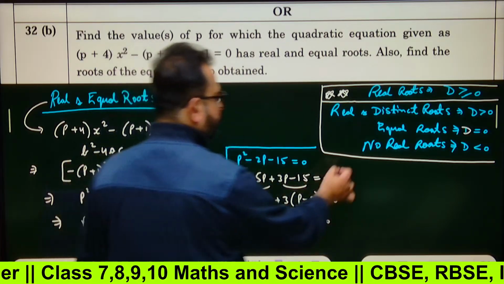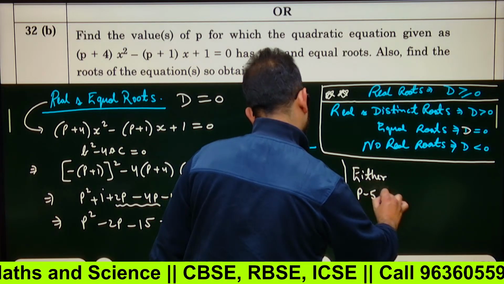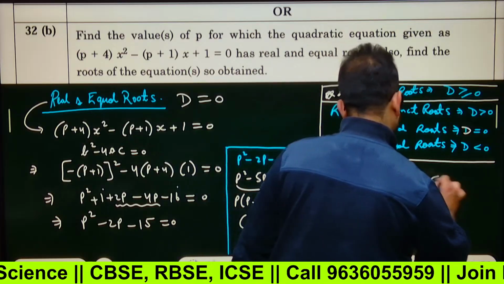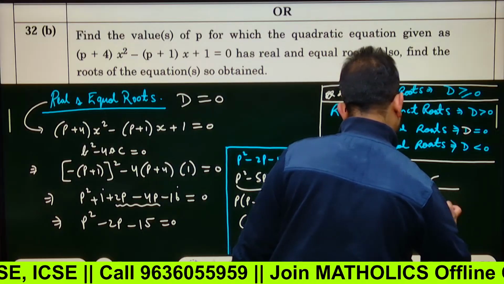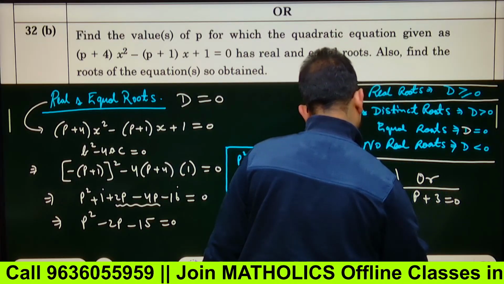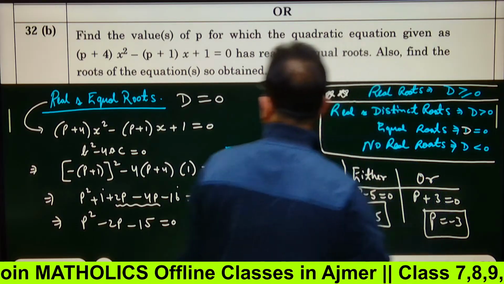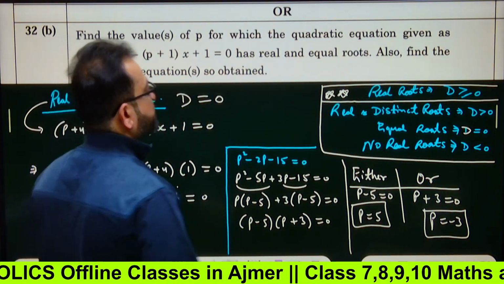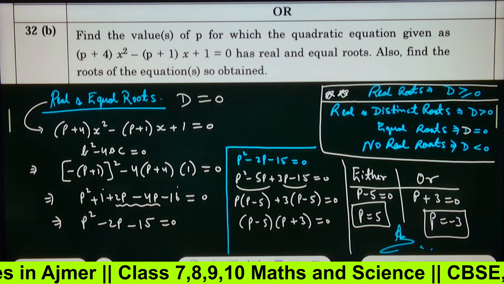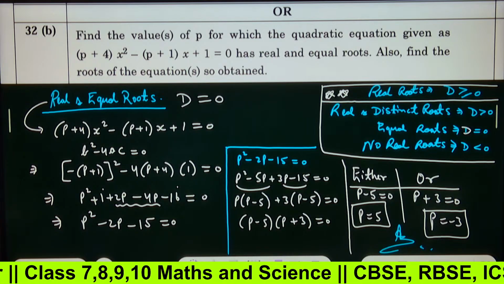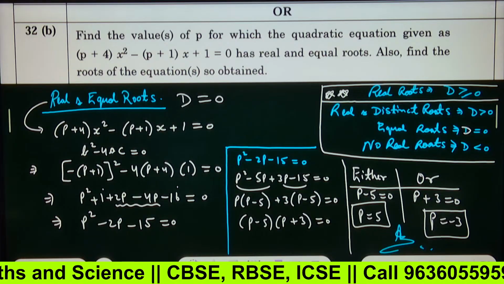So either p minus 5 equal to 0, or p plus 3 equals to 0. So p will be 5 or p will be equals to minus 3. If you put 5 or minus 3, the required equation will have real and equal roots. This is the final answer: p equals to 5 and p equals to minus 3. These are the answers.